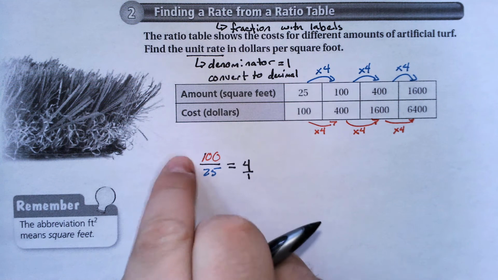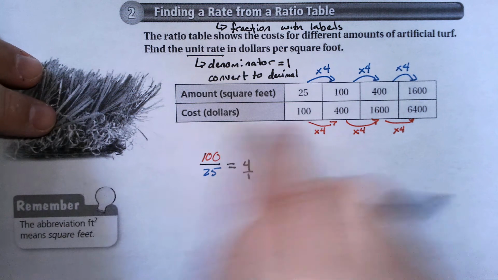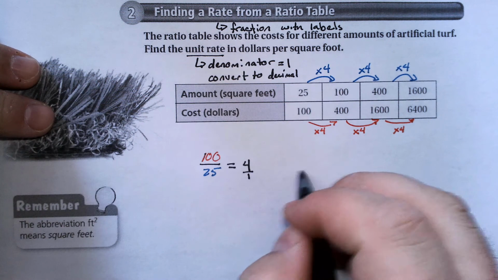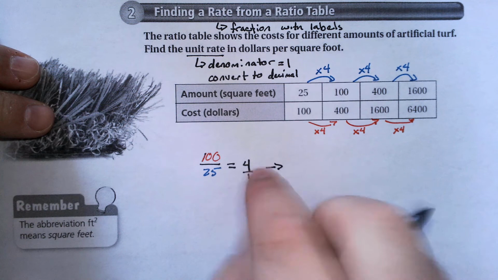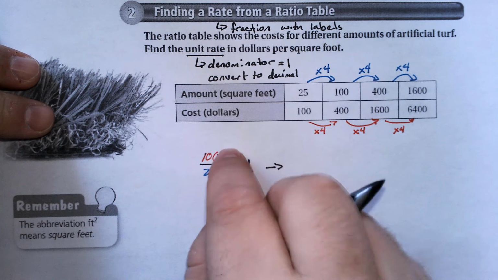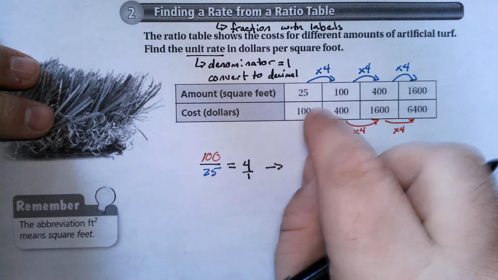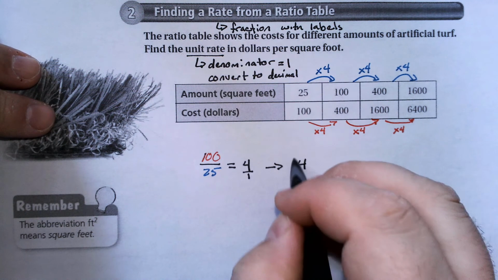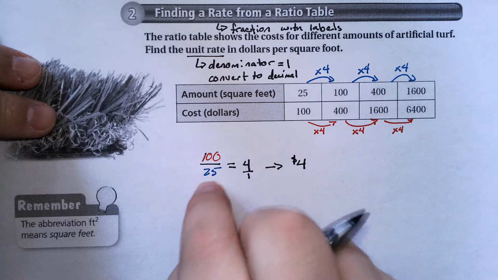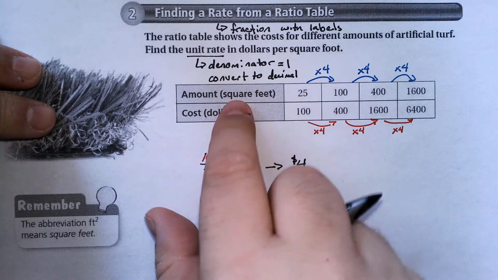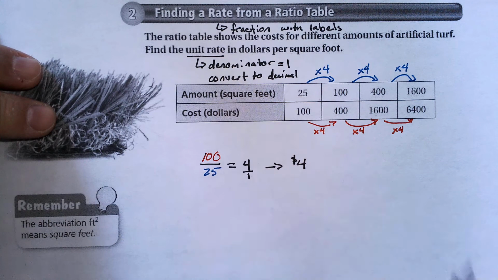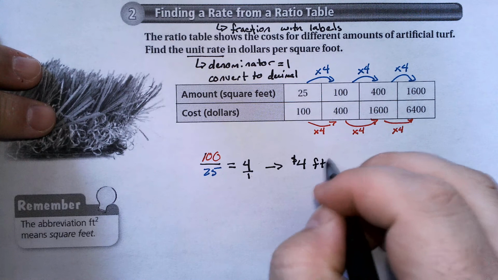So the 4 is actually related to this 100, so I got to look up here. The 100 was dollars, so I got to say, okay, since the 4 is related to the 100 which was dollars, that means this 4 is also dollars. So that's $4. Then what was this 25 related to? The 25 is related to square feet. So I'm just going to write square feet.